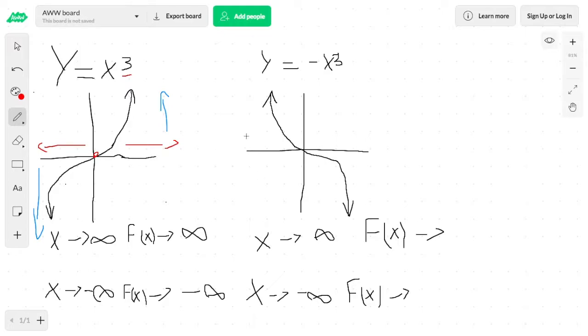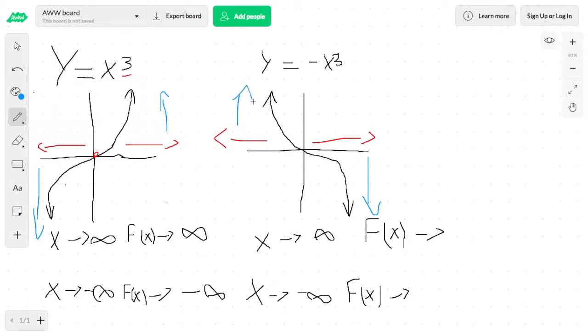Now we can say as x approaches positive infinity, f of x approaches negative infinity. And on the other side, as x approaches negative infinity, f of x approaches positive infinity.